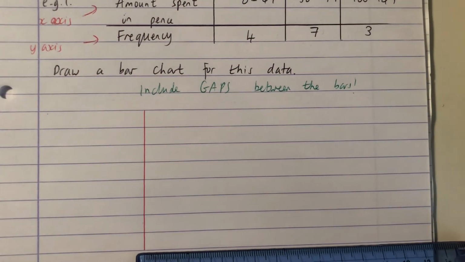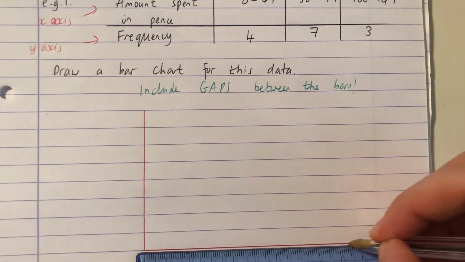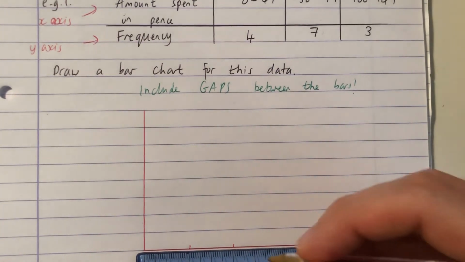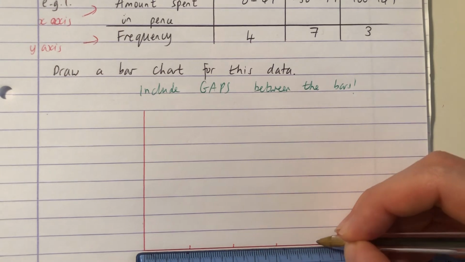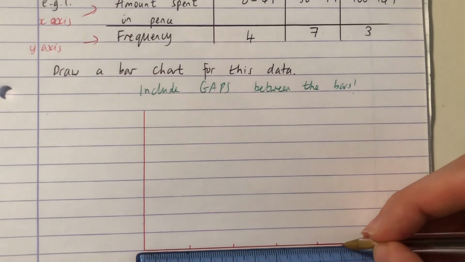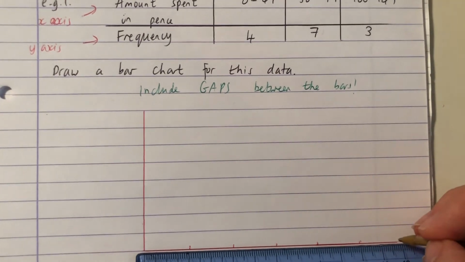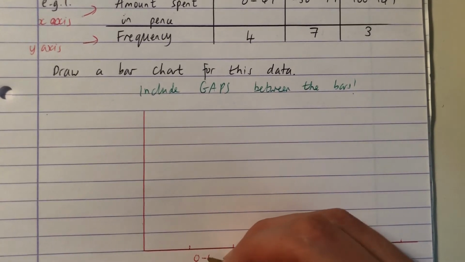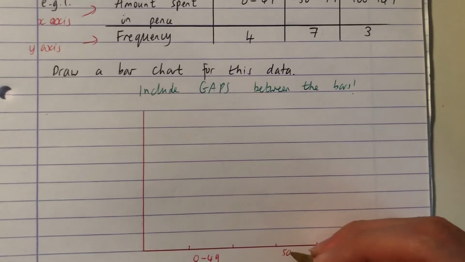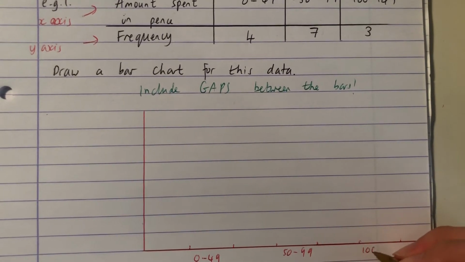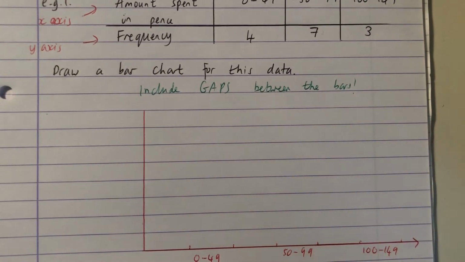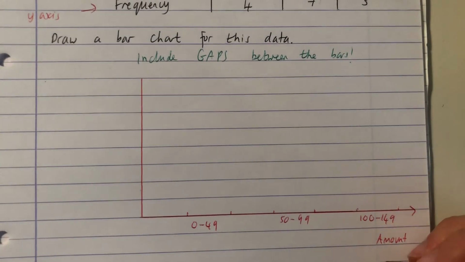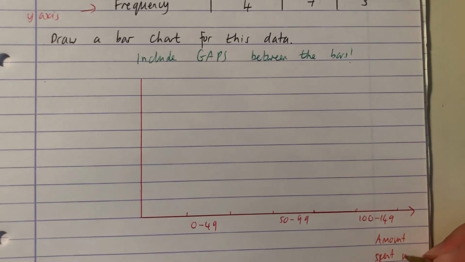and then go across, and I'm going to say that's my first group, that's my second group, that's my third group. So that is the 0 to 49 group, that's the 50 to 99 group, that's the 100 to 149 group. This is called the x-axis, which is amount spent in pence.